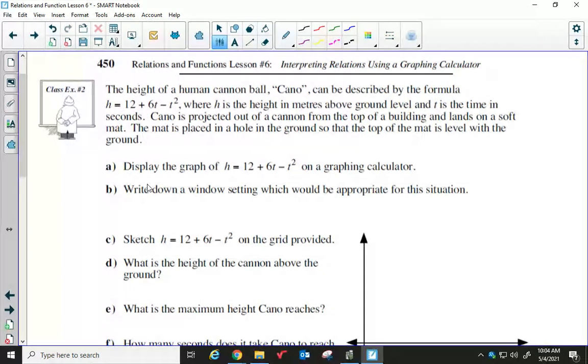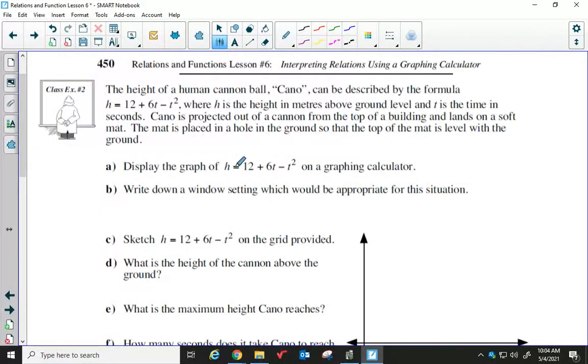Okay, the height of a human cannonball can be described by the formula h is equal to 12 plus 6t minus t squared. So right away, this is going to be a nonlinear relation. h is the height in meters above the ground. t is the time in seconds. Kano is projected out of a cannon from the top of a building and lands on a soft mat. The mat is placed in a hole in the ground, so the top of the mat is level with the ground. A, display the graph of h equals 12 plus 6t minus t squared on a graphing calculator.